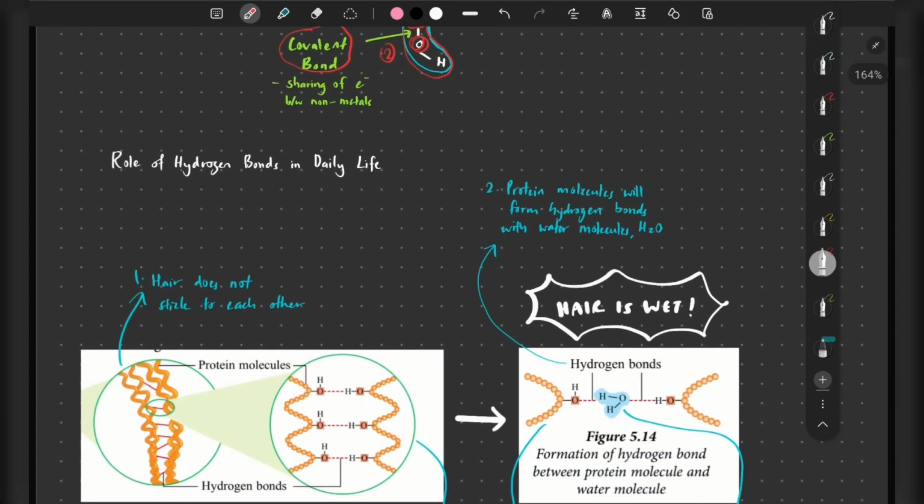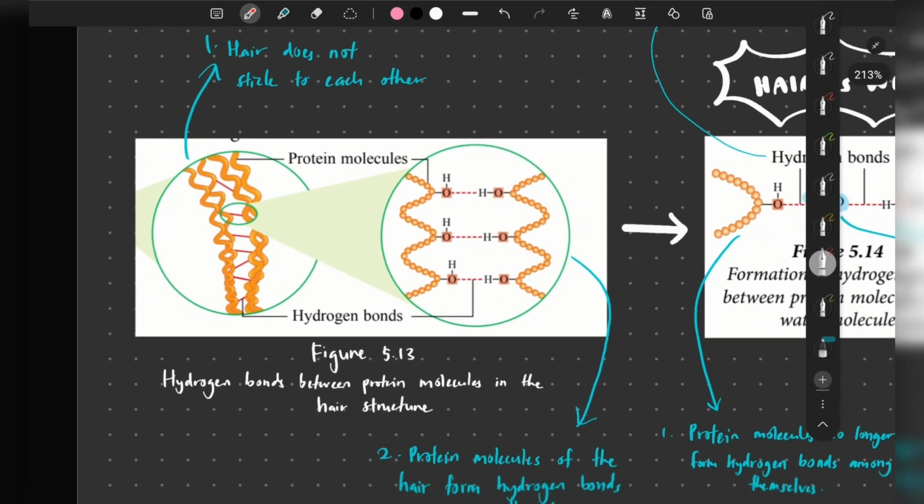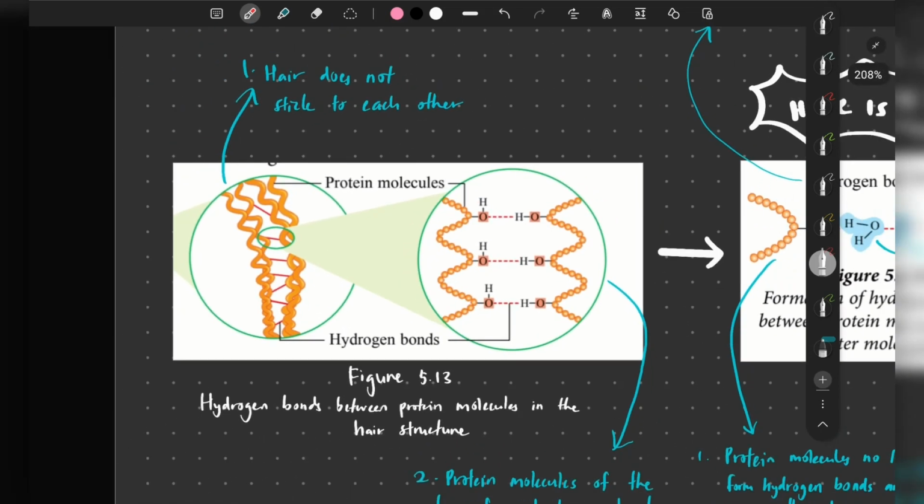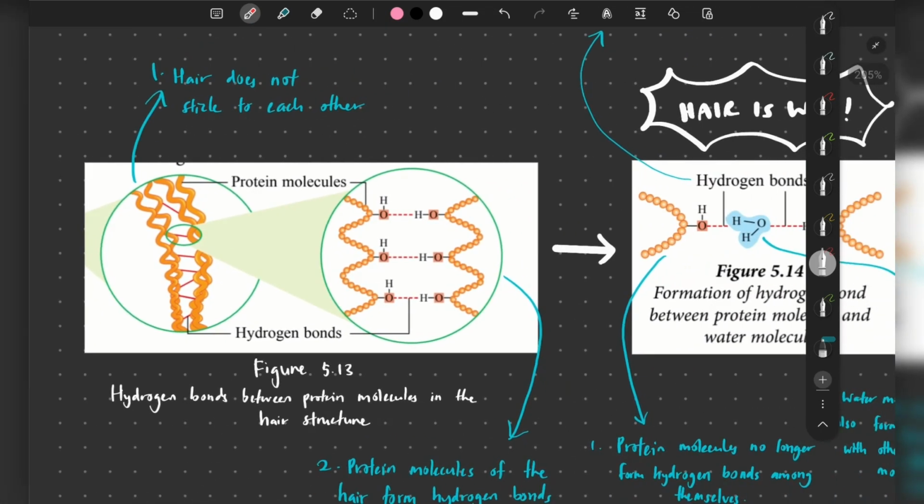Okay, so let's move on to the role of hydrogen bonds in our daily life. We see here that in our daily life, we often shower, we often wash our hair, right? So if you notice, our hair sticks together when it is wet. But when our hair is dry, it does not stick to each other. Why? This relates to the hydrogen bond between molecules.